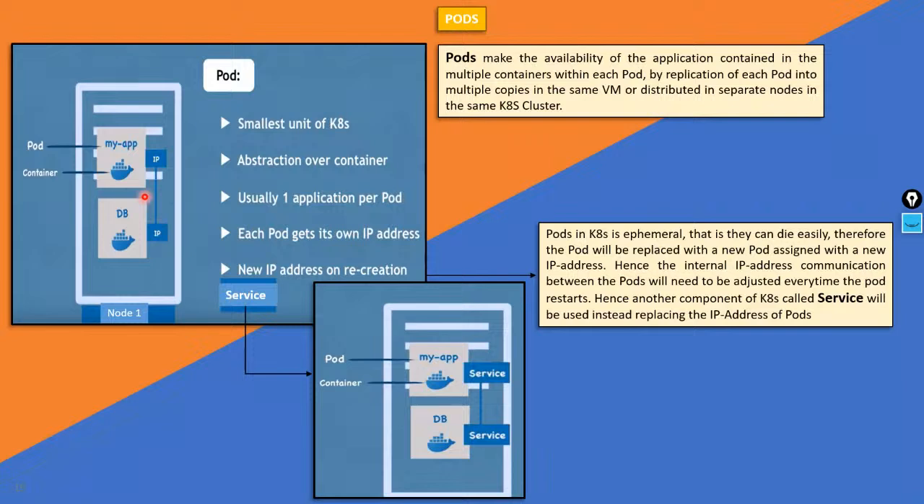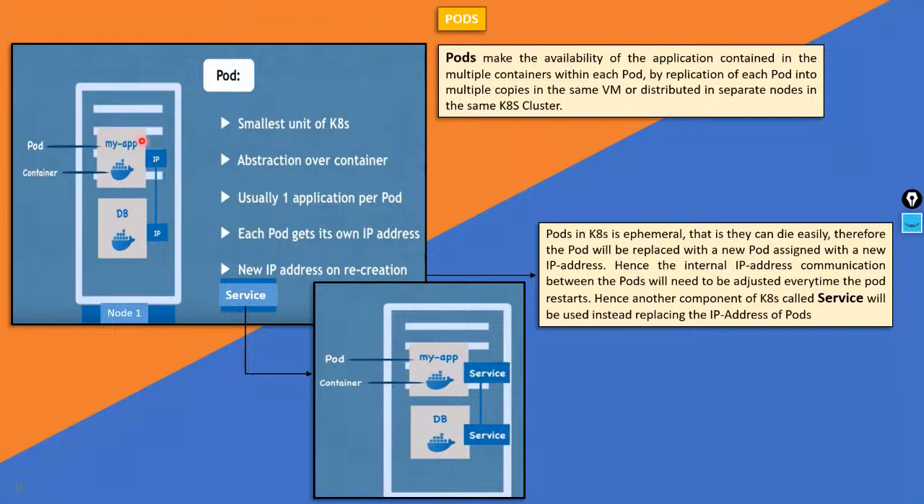And the communication does not happen that smoothly because every time it has to readjust the communication. That means the old IP address is no longer available, so I have to replace it with wherever that pod has to be readdressed with a new IP address. So that is a cumbersome process.